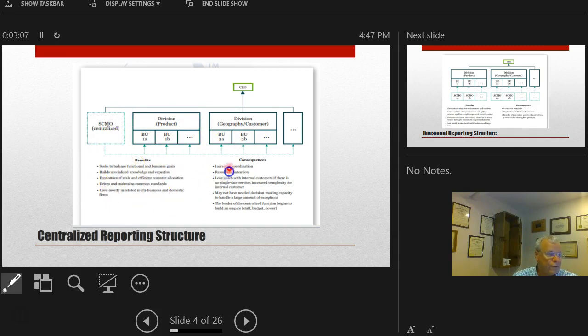Now, there are benefits and consequences, and I'm not going to read them to you. I would suggest that you read them, and you may agree or you may not agree. The biggest thing is the centralized organization tends to be, for most larger companies, too removed from the field. So they're somewhat removed from the customer base, or from what's happening elsewhere within the supply chain, because they're dealing with this at a far more analytical level.